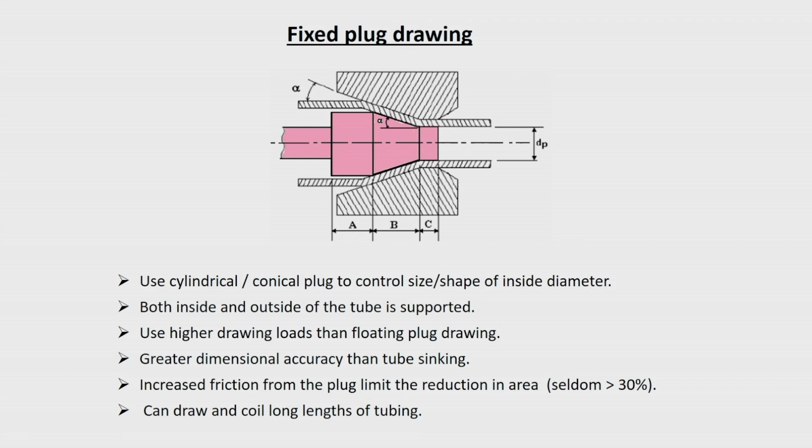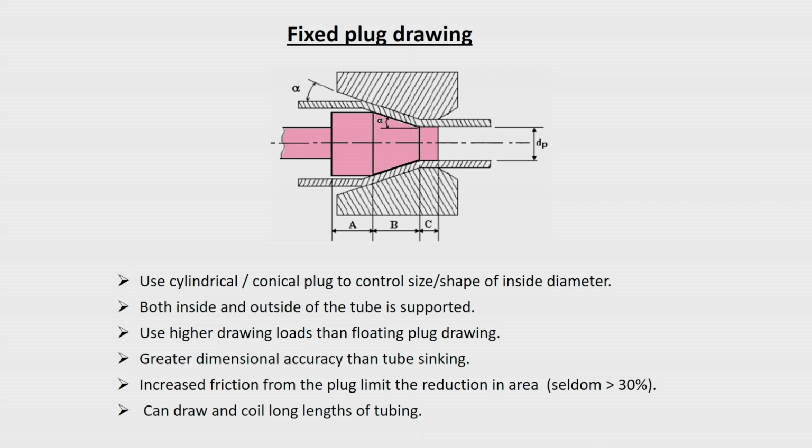So, there is a limitation on your starting material, the tube material, and the length which can be obtained, because you cannot have this plug fixed at some other place and then have a long length. That is one major problem. Increased friction from the plug limits the reduction in area. Here the maximum reduction which is possible is around 30%. In exceptional cases only it may go higher.